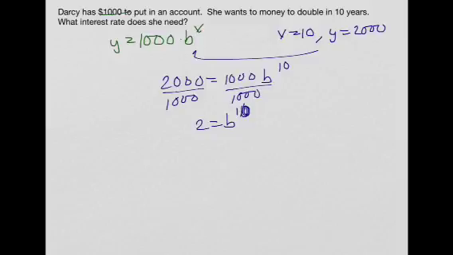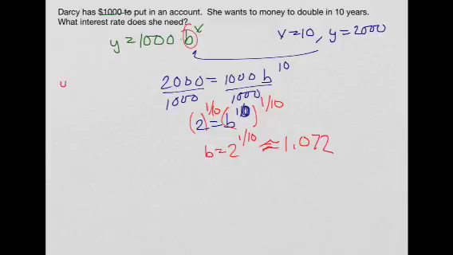Now we need to undo a power, so we're going to undo it with the reciprocal power, 1/10. And b is going to equal 2 to the 1/10th power, which is 1.072 approximately. So I could plug that in here for my b. Y equals 1,000 times 1.072 to the x. But I don't care about the equation. She just needs to know what's the interest rate.